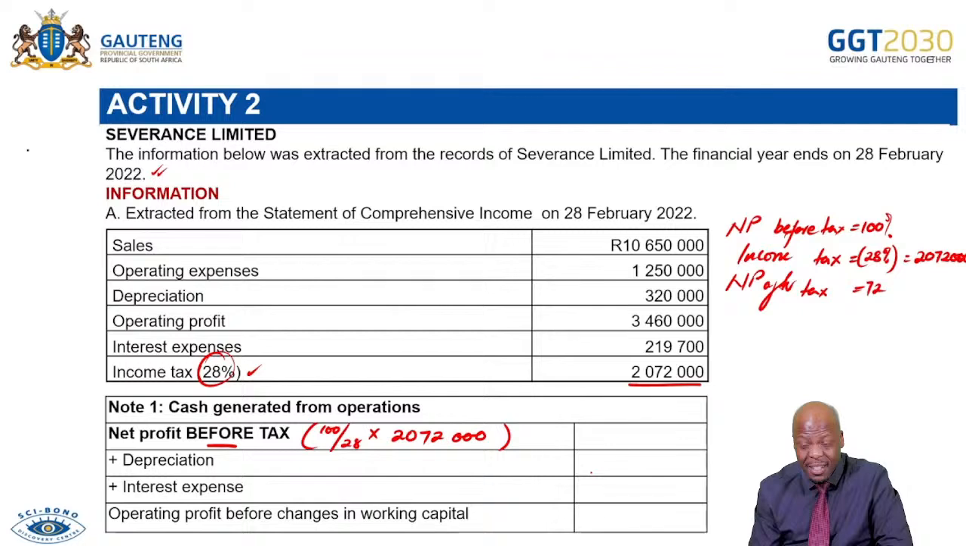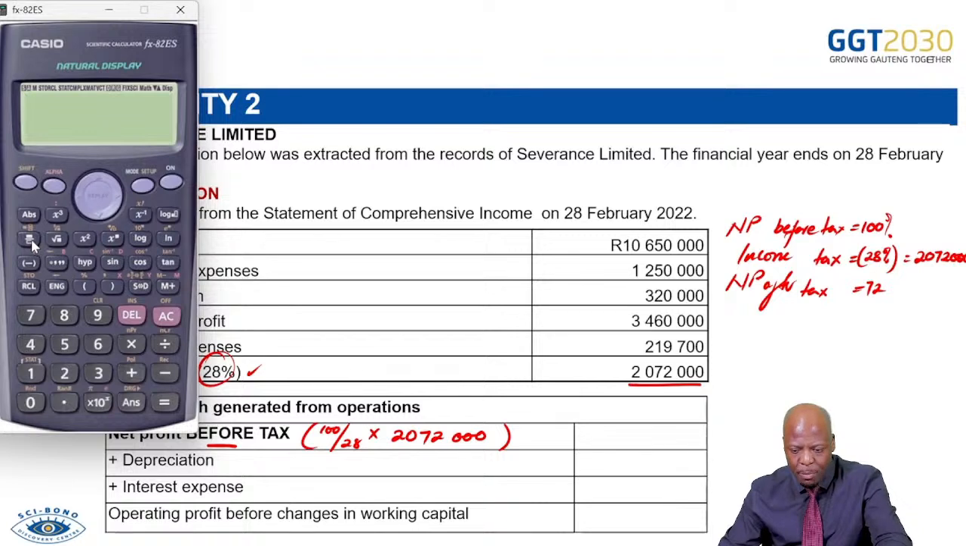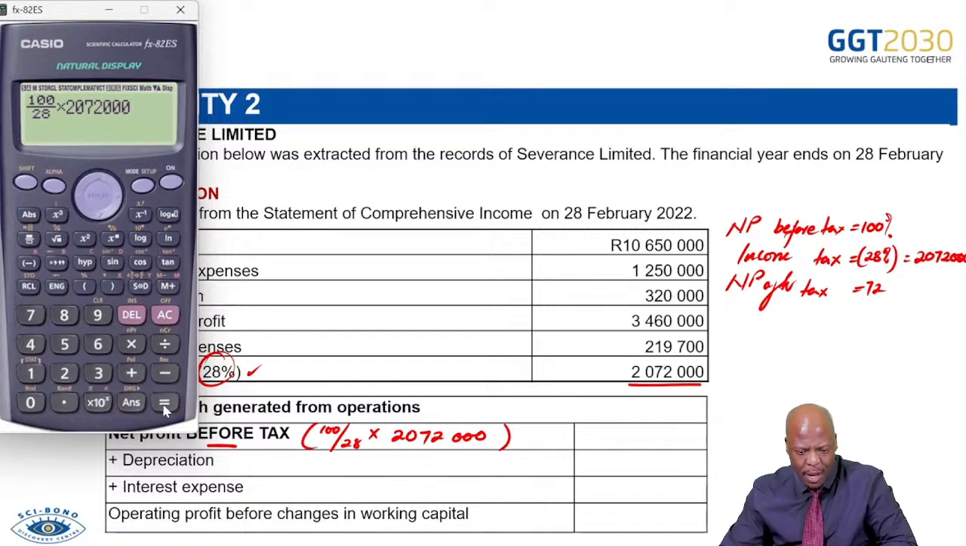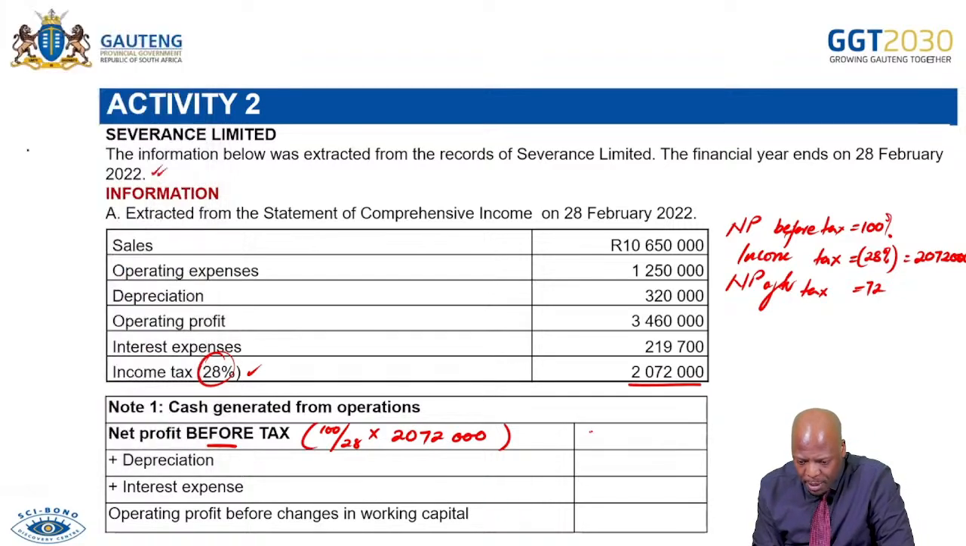Can I see your calculators? All right, let's see if we can punch this one together. What we did was very simple. We simply said what we want is 100 and what we have is 28, and then we multiply that by your 2,072,000. Do you see that? And then how much does it give you? It gives you 7,400,000. So I'm going to bring that 7.4 million here now.